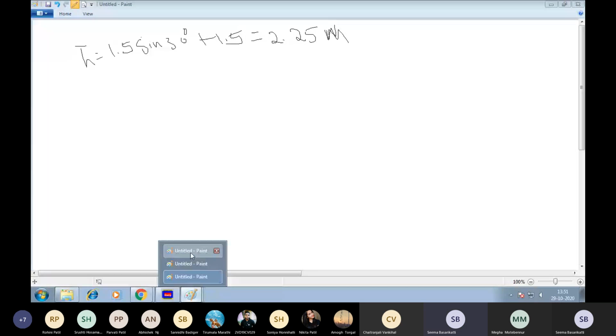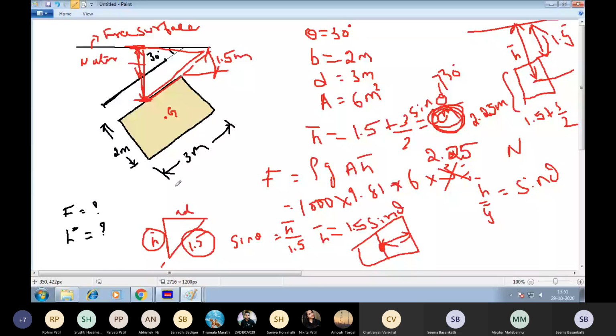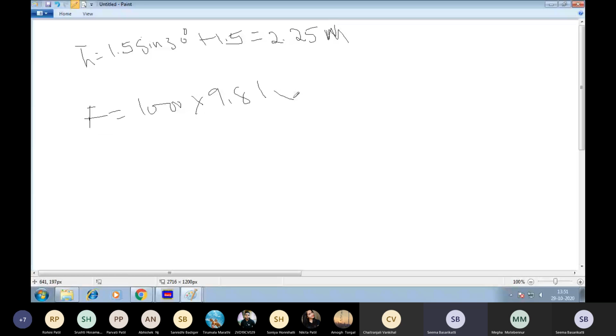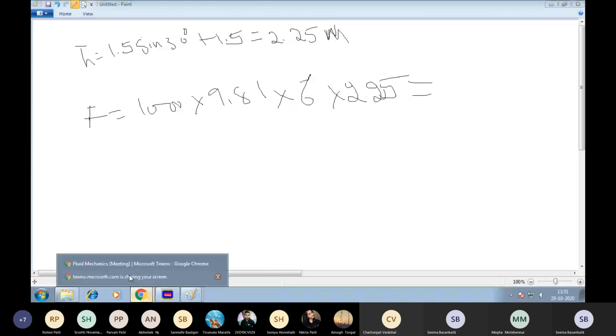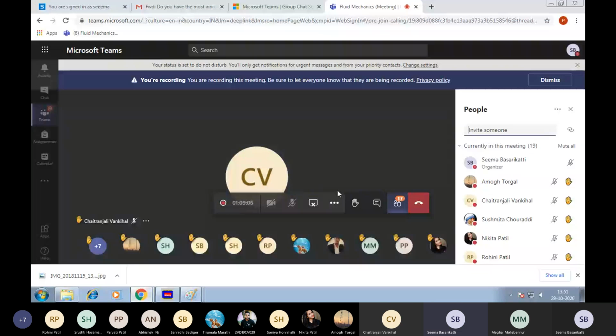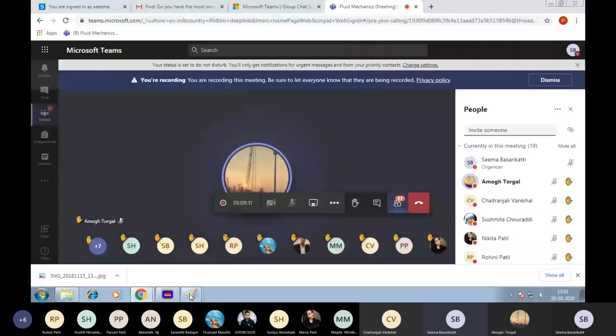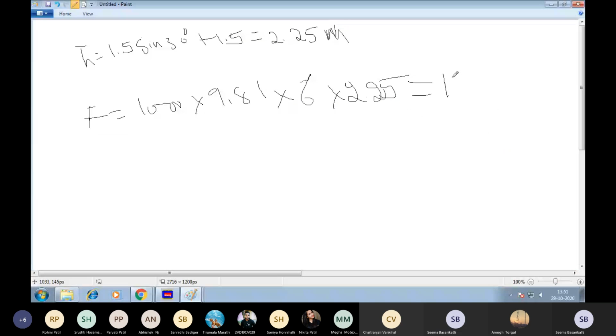So what is the value of F? F is equal to 1000 into 9.81 into 6 into 2.25. What is the value of F you are going to obtain? 1,32,435, ma'am. It is 1,32,435 Newton. Okay, this is F.